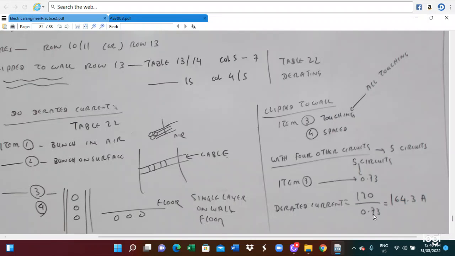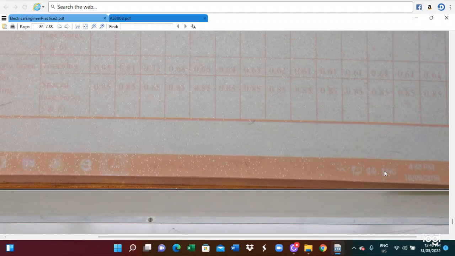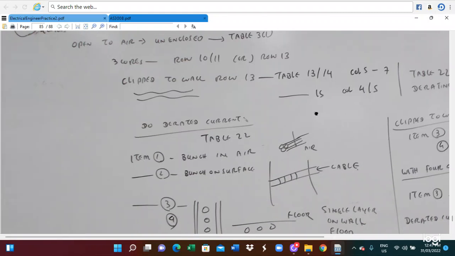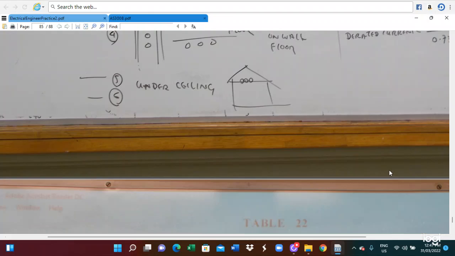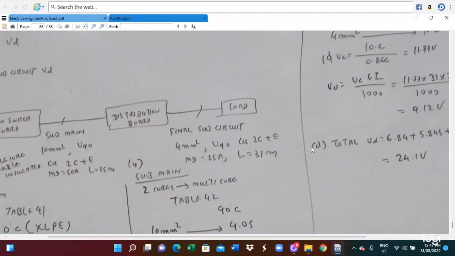So the maximum demand current divided by 0.73 gives 164.3 amperes. This current has to be utilized, because the maximum demand current is 120 without derating. If you derate, the derating factor is 0.73, so 120 divided by 0.73, 164.3 has to be utilized. So this is the derating factor we got. Based on this derating factor, you find the maximum demand current we can use.